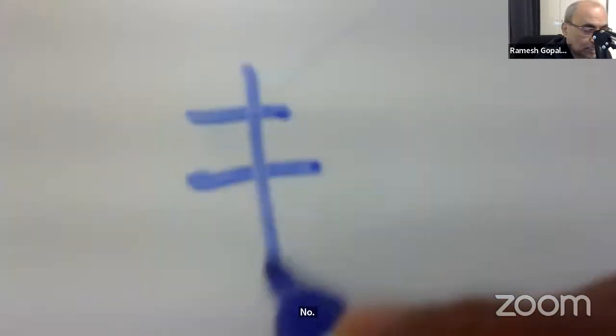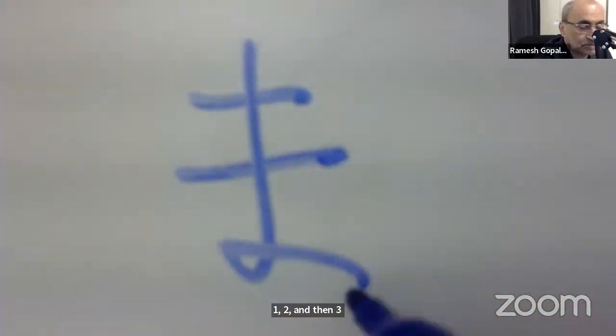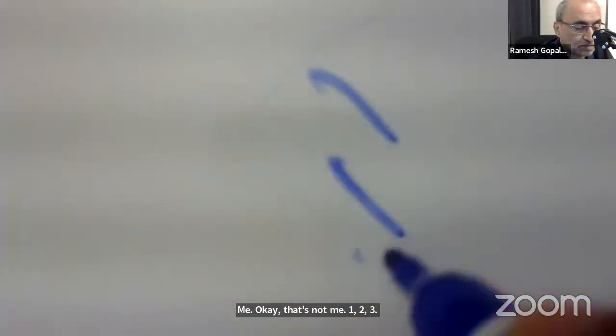Now, ma. 1, 2, and then 3. Ma. Me. Sorry, ma. Hiragana ma is this. Katakana ma. Hiragana ma. Katakana ma: 1, 2. So this is ma. Mi. 1, 2. Mi. Okay. Katakana mi: 1, 2, 3. Mi. Ma, mi, mu.